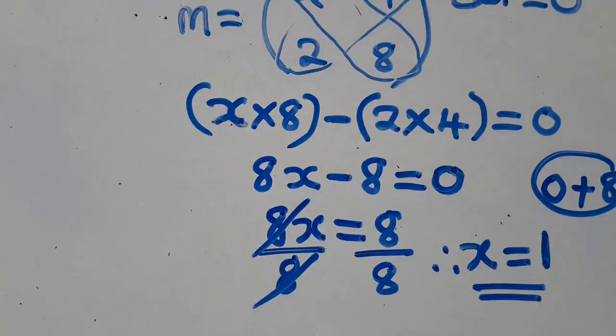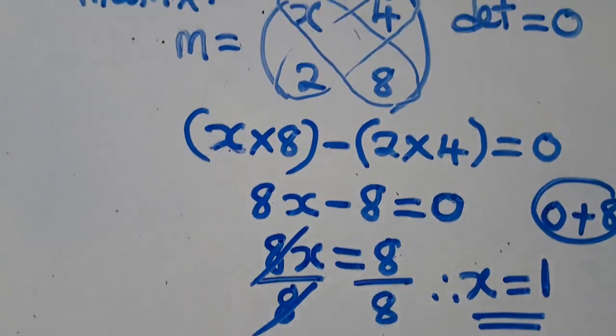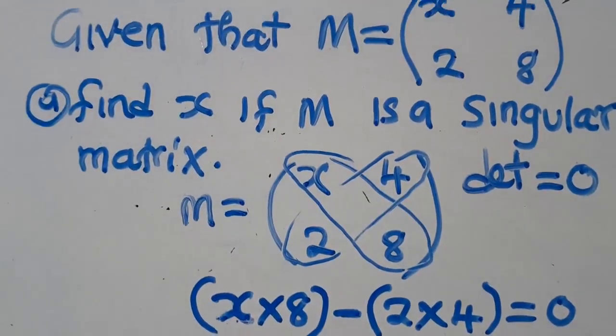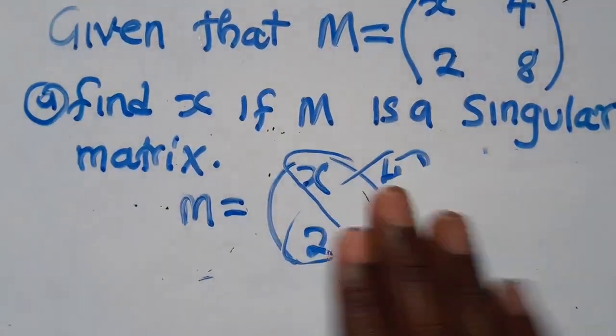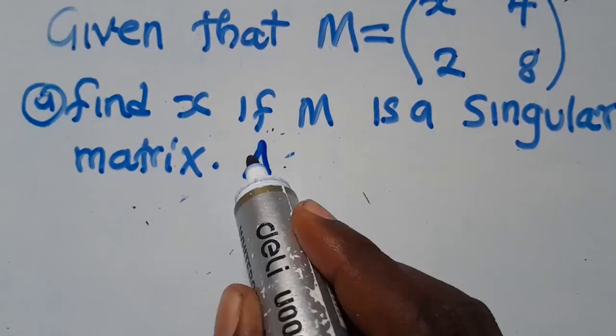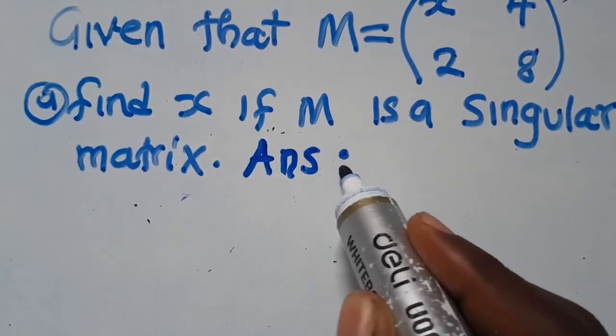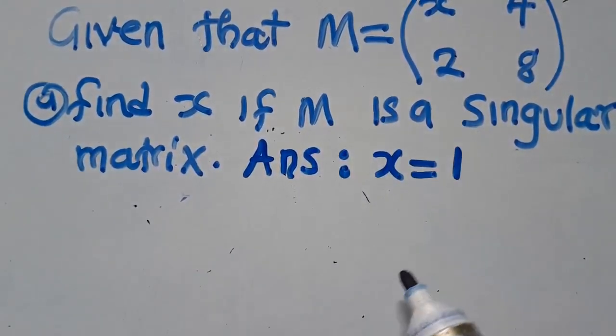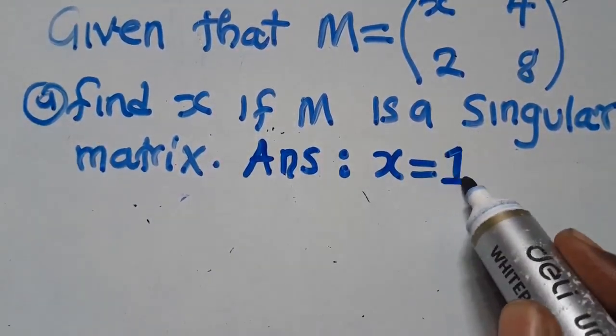These are the procedures that you need to do. Make sure you write down all the workings. So we've answered the first part: x is equal to 1. According to this question, our answer is x is equal to 1. You need to show all your working in your exam.